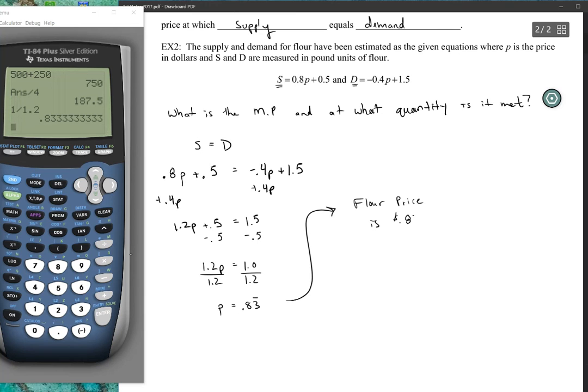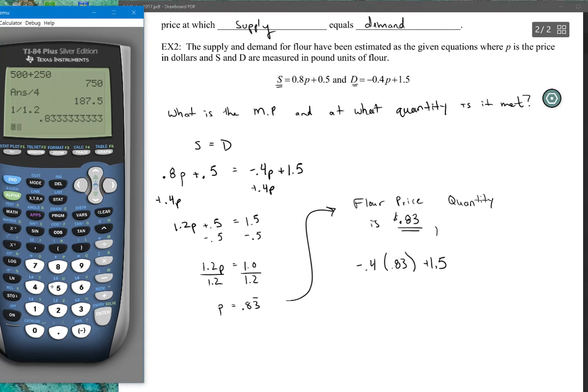And what we want is the demand, or pound units. So our quantity is in pounds, and that is simply found by substituting 0.83 into either equation. So you can put it into the negative 0.4 times 0.83 plus 1.5, and that will give us our demand at that particular cost.